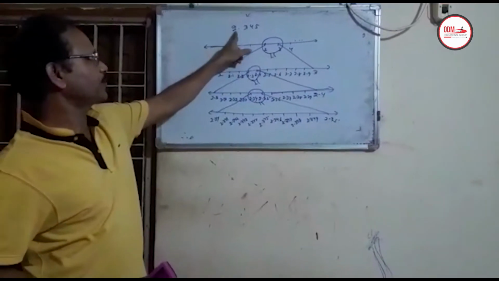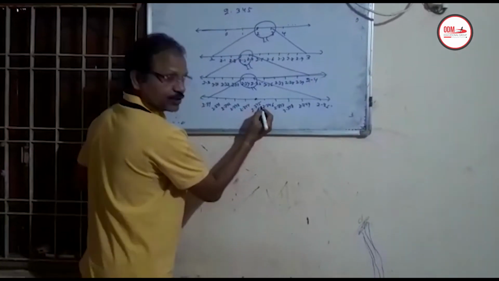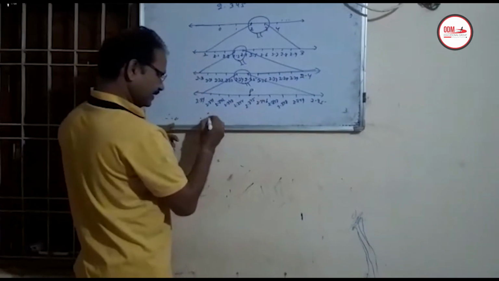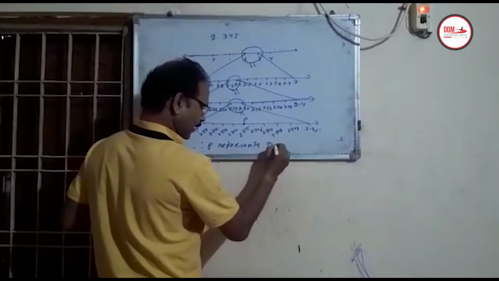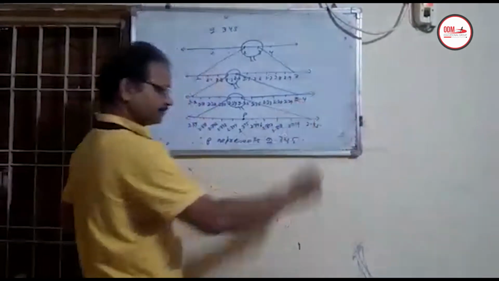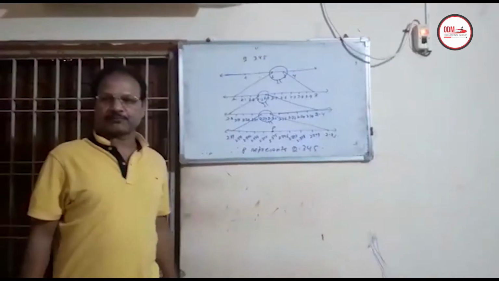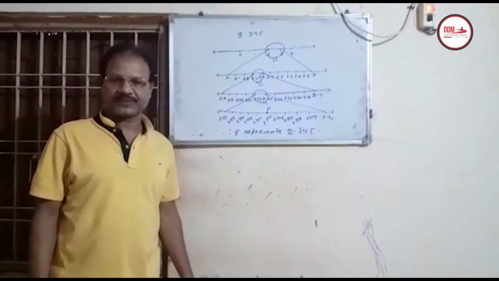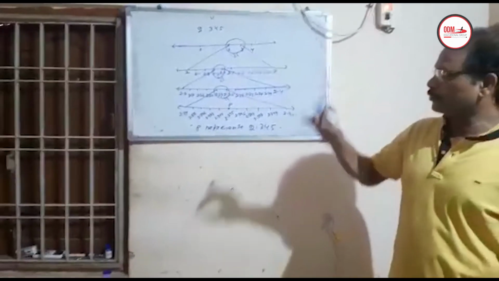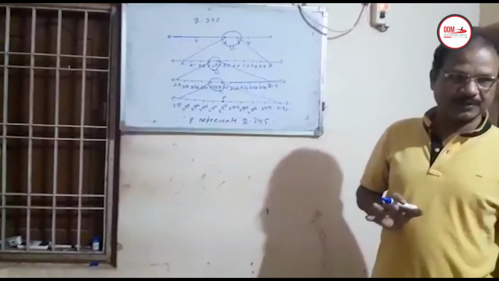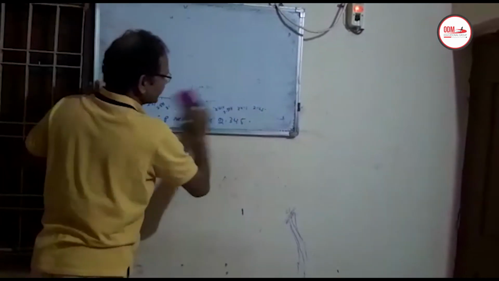Now you see this point, 2.345, here. This point represents 2.345. Name it P. Then write P represents 2.345. In this way, we can represent by the process of successive magnifications. Now come to another rational number, the decimal form of a rational number, non-terminating repeating decimal. I shall take an example.